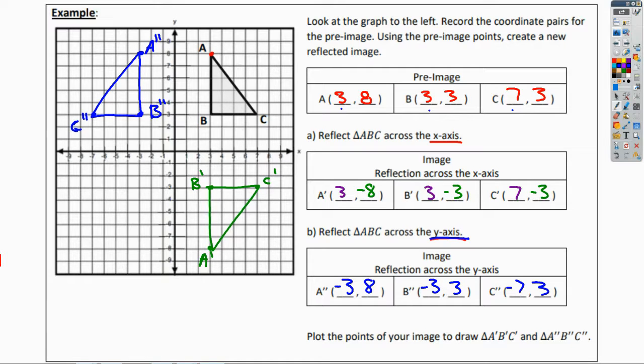If you're going to take away one thing from this video, what I want you to realize is that when we're doing reflections, the letter that they tell you to reflect over is the letter that stays the same. If you reflect over x, x stays the same and y changes. If we reflect over y, y stays the same and x changes.